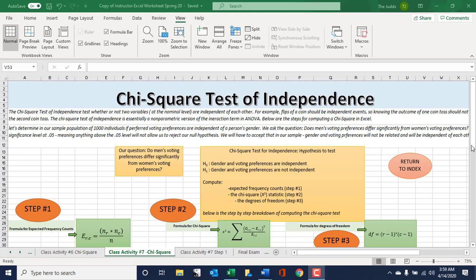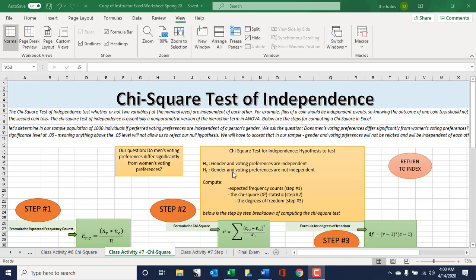This particular slide right here, I will include both of these slides and upload them into D2L for you. On this slide, I've put a lot of the information about chi-square. For the chi-square test of independence, the hypothesis to test, remember we're testing a hypothesis when we do inferential statistics, is: gender and voting preferences are independent; gender and voting preferences are not independent. Our null hypothesis is that there's not going to be a relationship between gender and voting preferences, whereas our research hypothesis says that there is a relationship between gender and voting preferences.